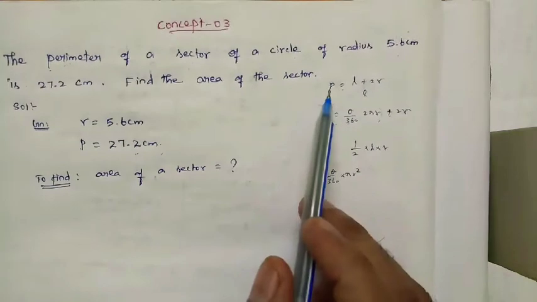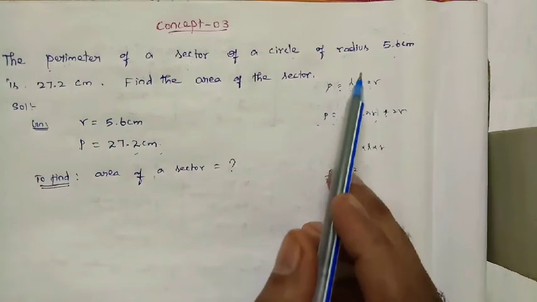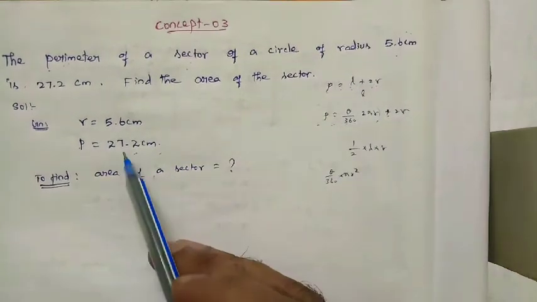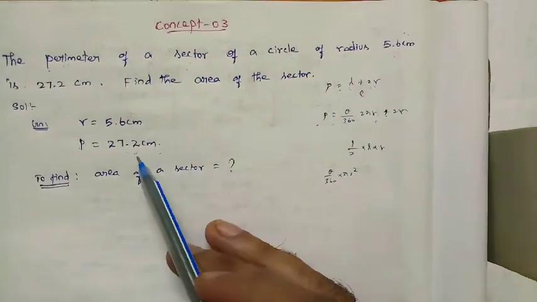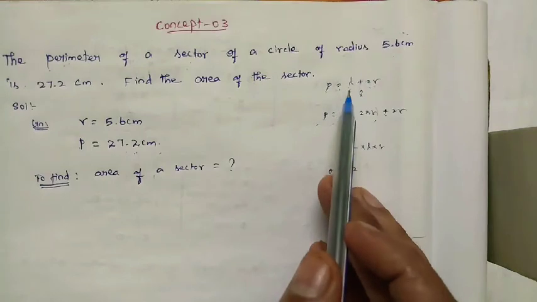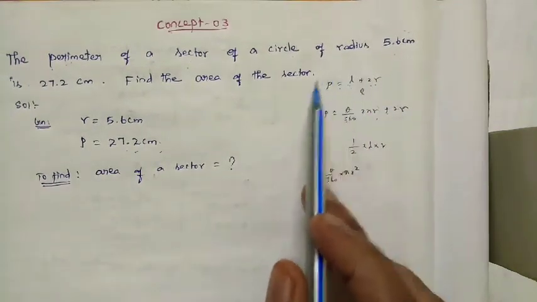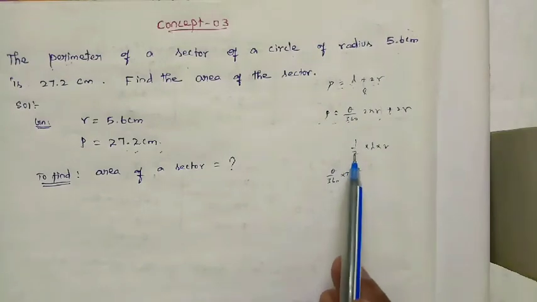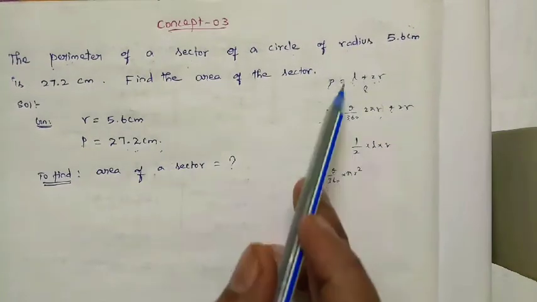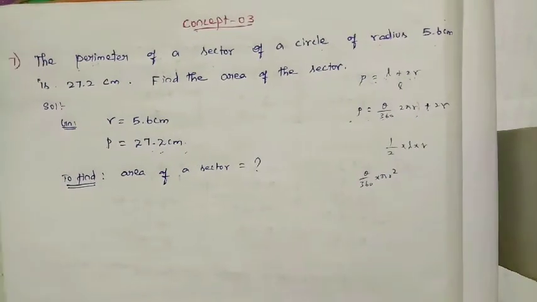Suppose you use the formula perimeter of sector is L plus 2R. Now you know the value of radius. By equating with the given value, we will get the value of L, that is the length of the arc. If you find the length of an arc, then we can use the formula half into L into R, the area of a sector. So if you know L and the radius, directly we can use this one. That's your wish.